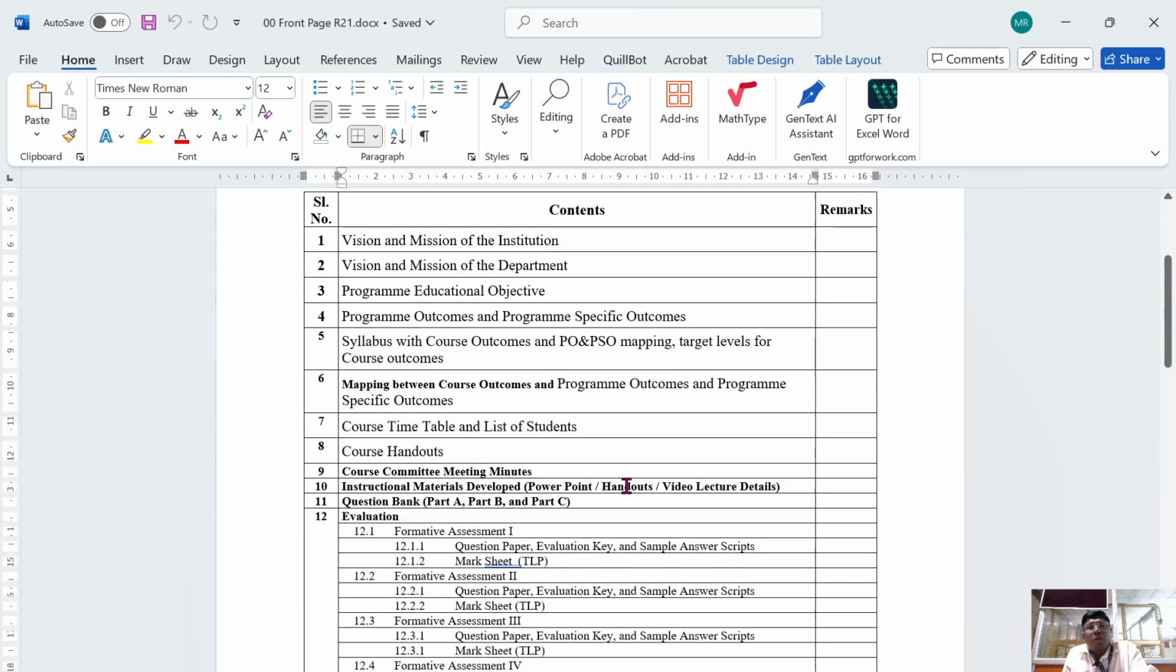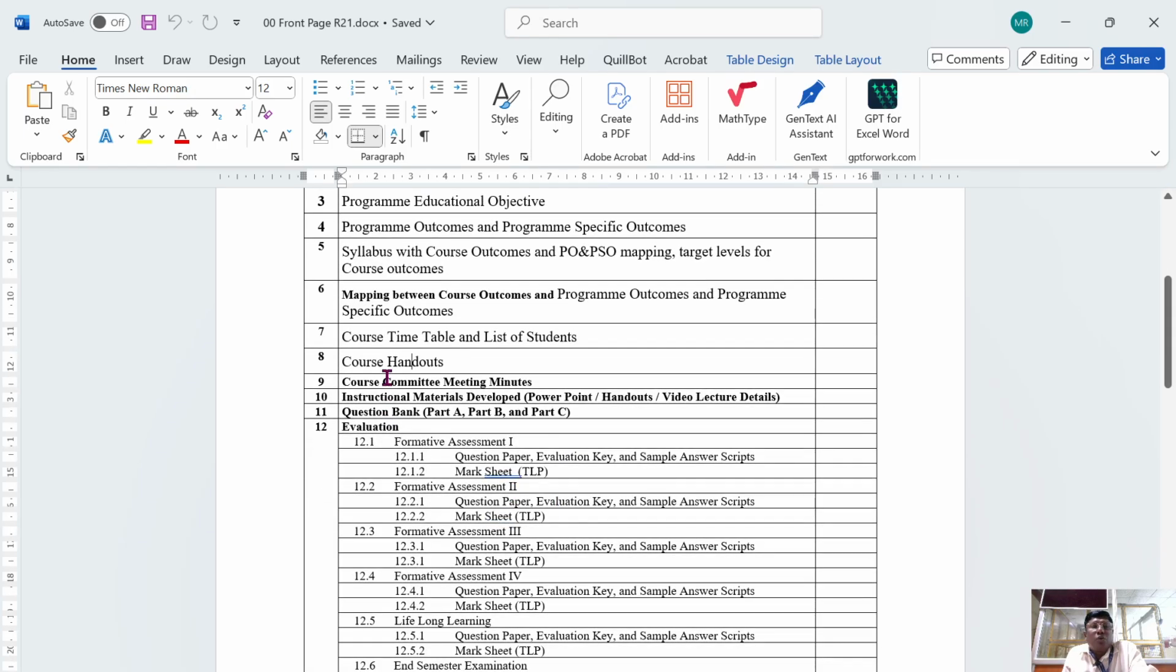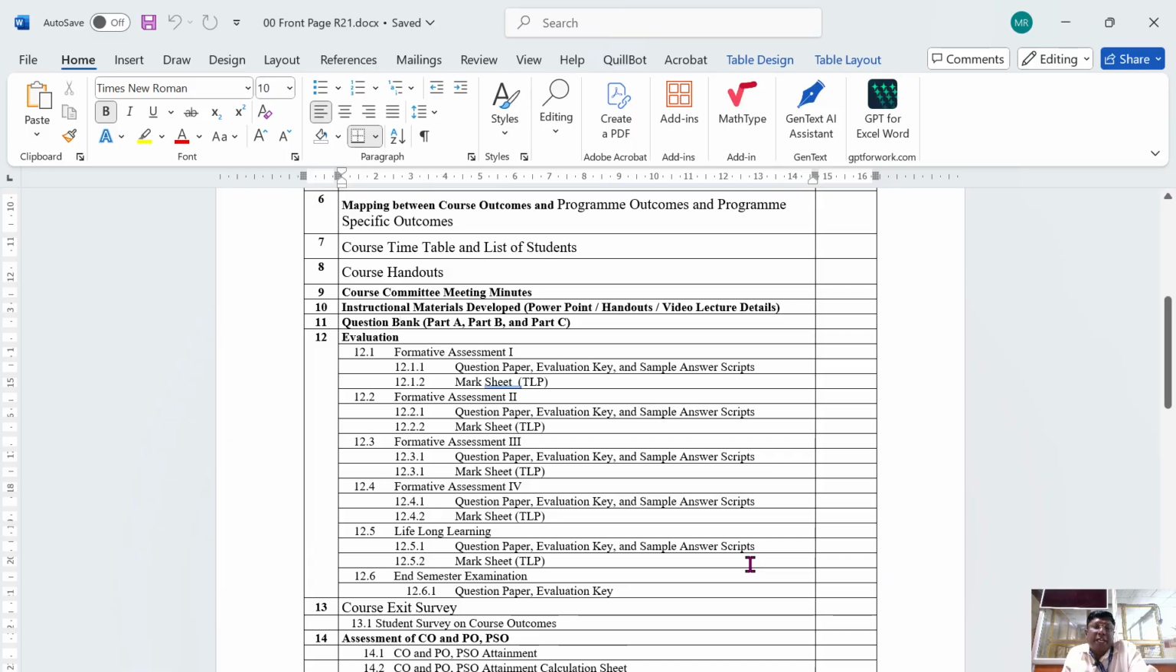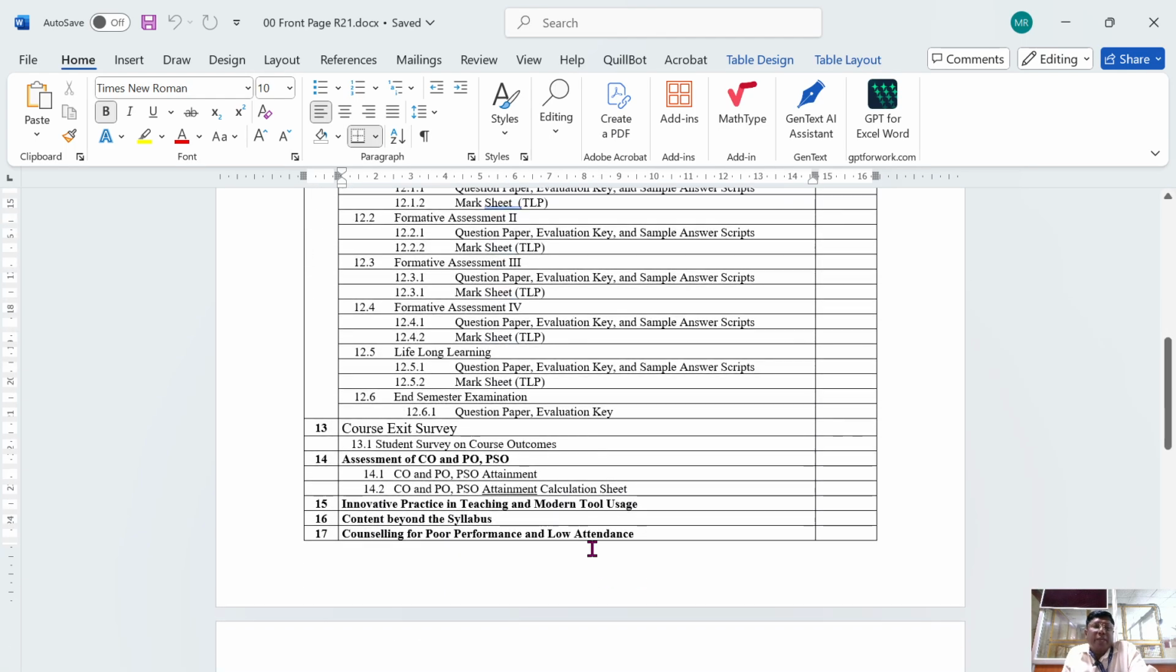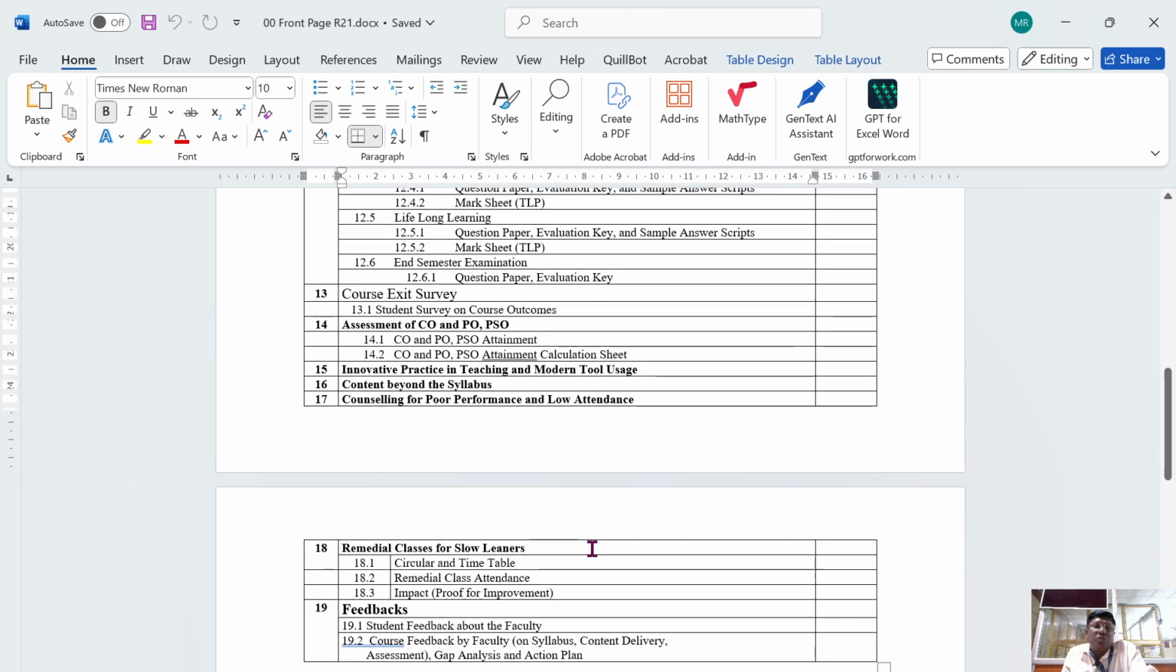course outcomes and program outcomes, and course timetable and list of students, course handout, course committee meeting minutes, instructional materials and question bank, and how the formative assessment has to be carried out as far as the 21 regulation is concerned, and lifelong learning and other assessments, and course exit survey and assessment of CO and PSOs, and innovative teaching learning process, and content beyond the syllabus, and counseling for the poor students and low attendance, and remedial classes for slow learners, and feedback from the students.